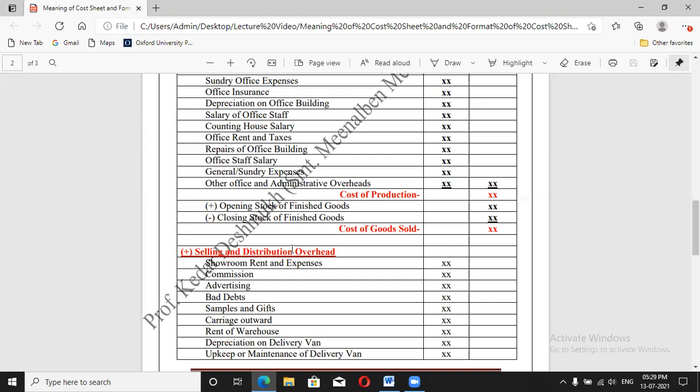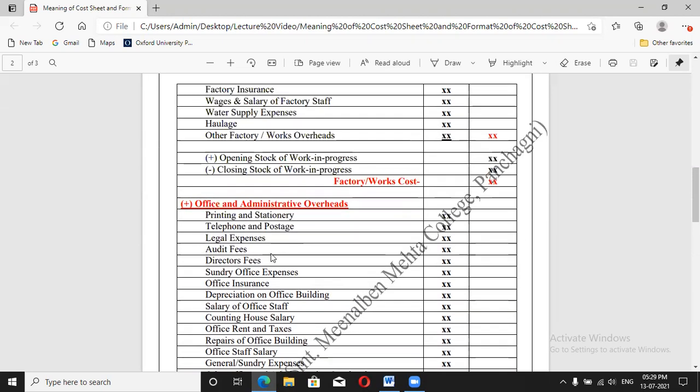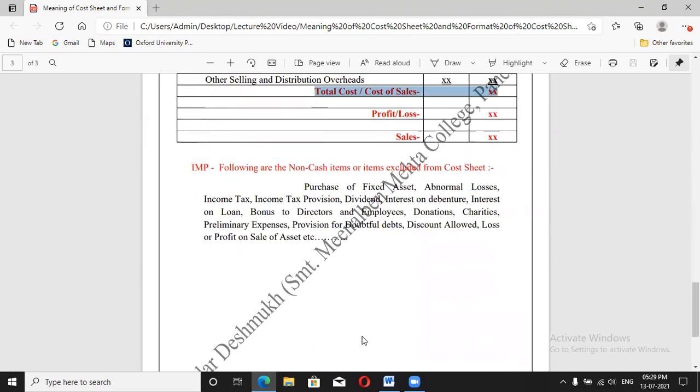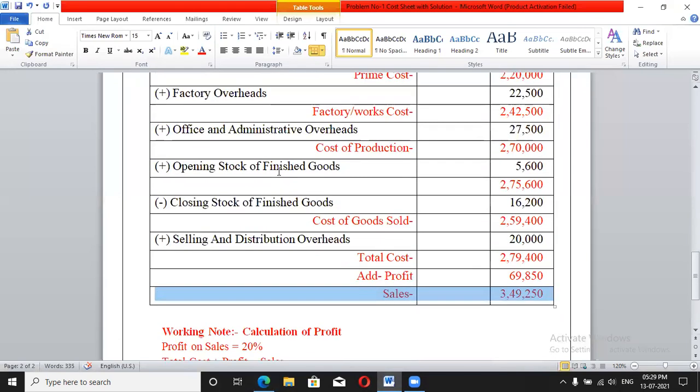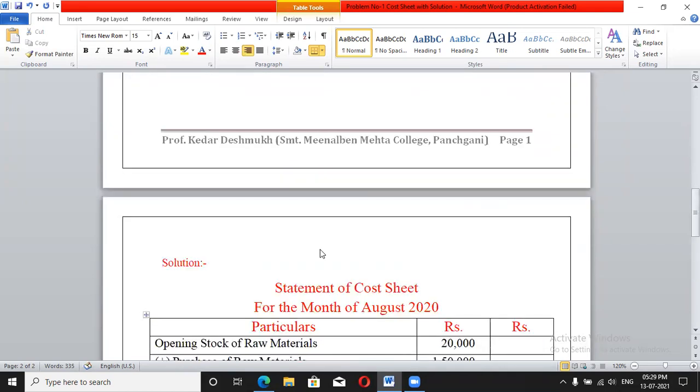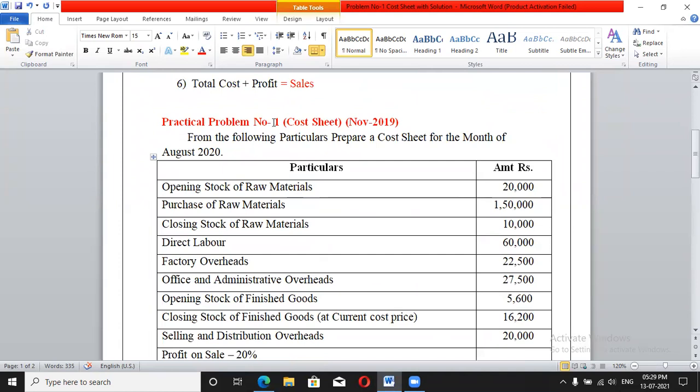You have to know this format or this specimen, because the problem of the cost sheet is going to be solved according to the specimen. No item is up and down. This is the specimen, and this is the solution according to the specimen. So this is the first problem we are going to discuss in today's lecture. This problem was asked in the Shivaji University exam in November 2019. This is a very important problem.